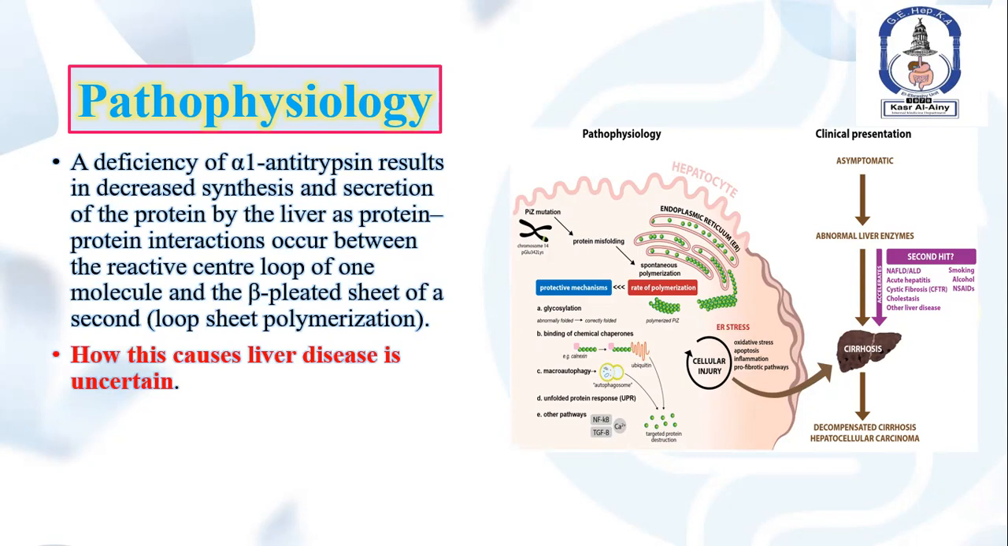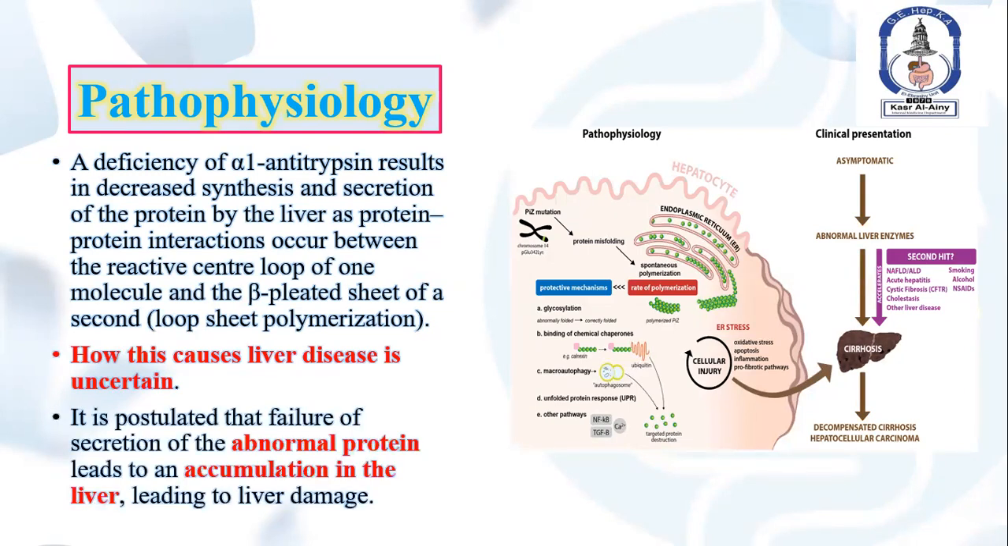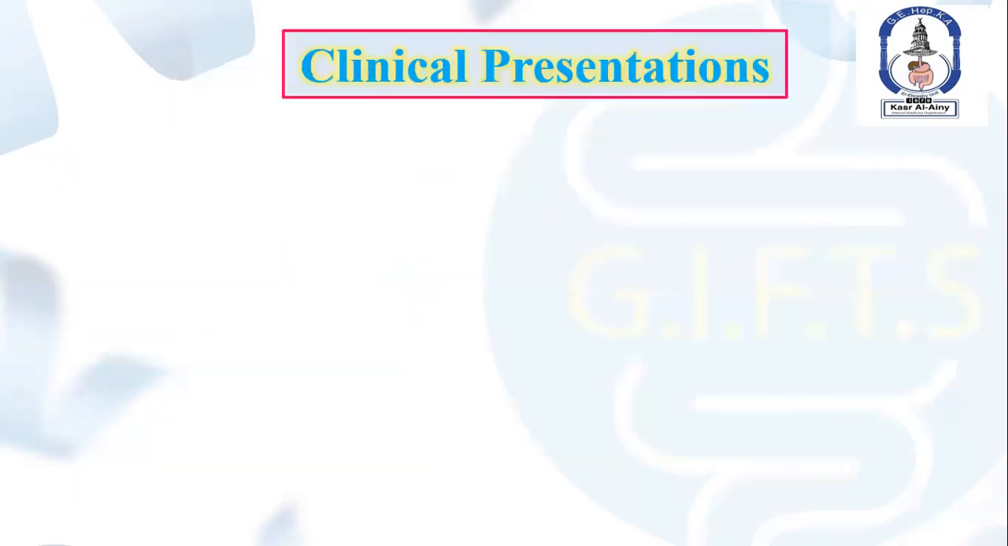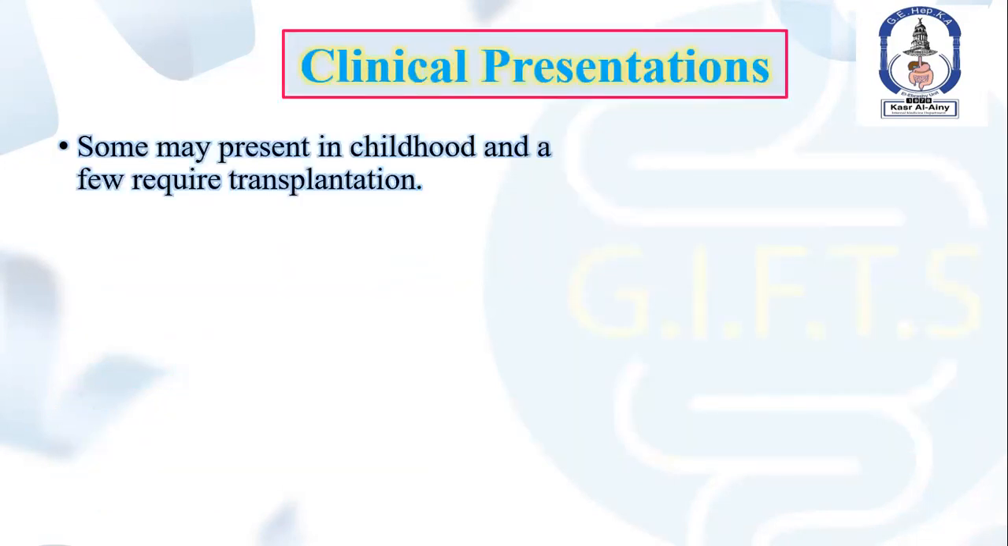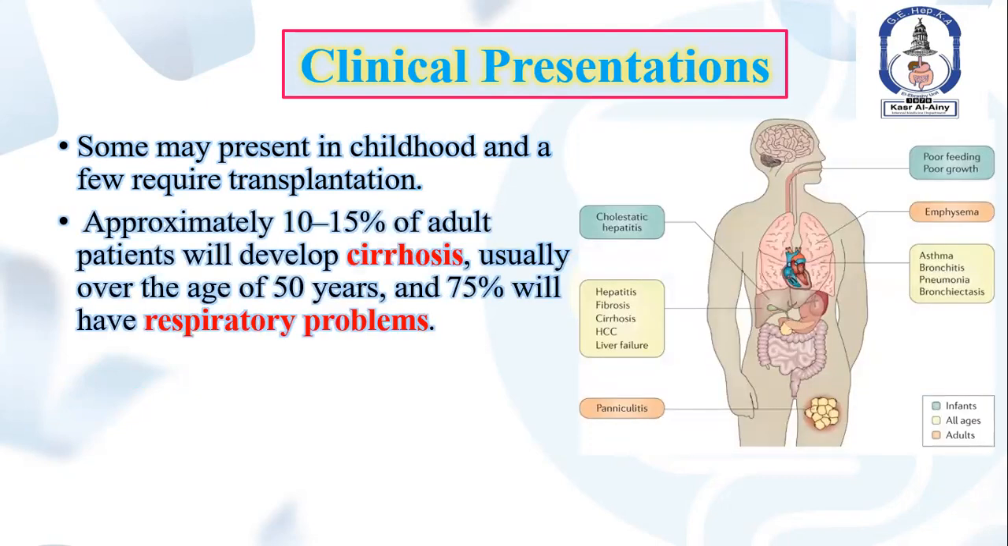postulation that for liver damage to happen, it needs a second hit, like alcoholism, hepatitis, alcoholic liver disease, non-alcoholic liver disease, or other liver disease. It needs a second hit to reach its final destination of liver cirrhosis and decompensation, and also the development of hepatocellular carcinoma. The clinical presentation may vary between presentation in childhood, which may require transplantation, or 10 to 15% of the adult population developing cirrhosis over the age of 50.